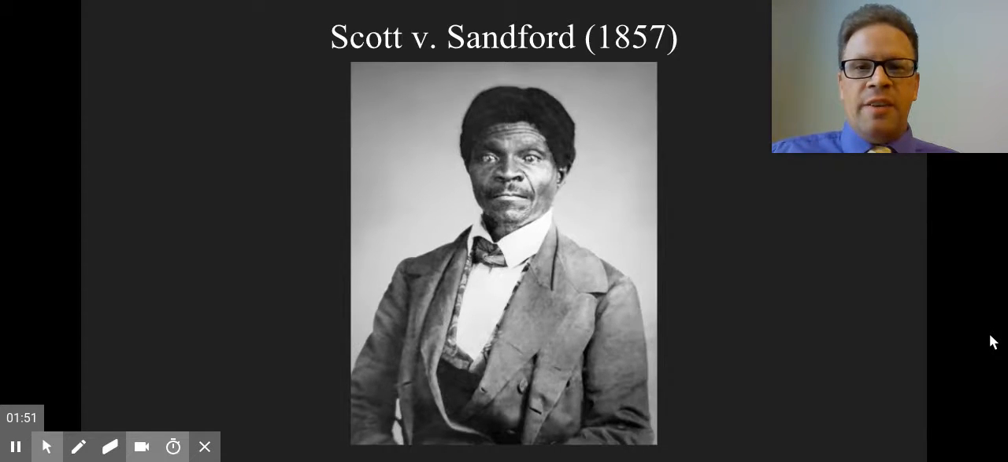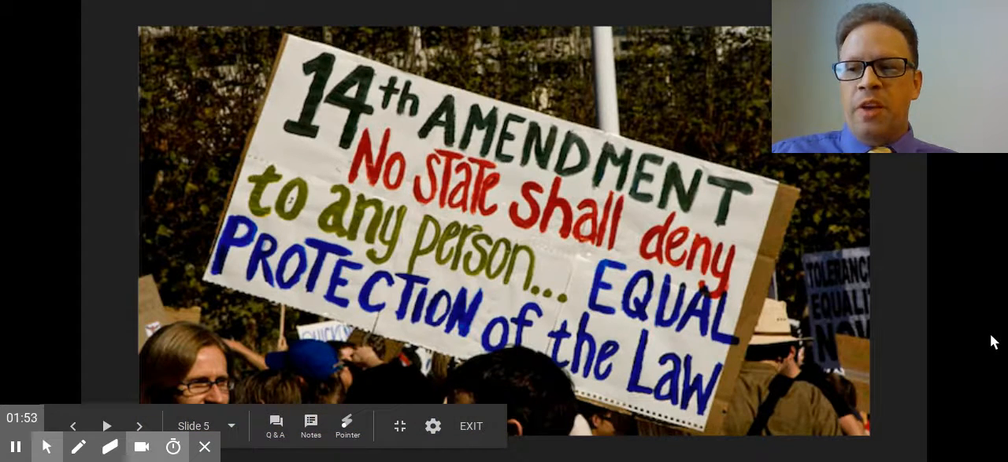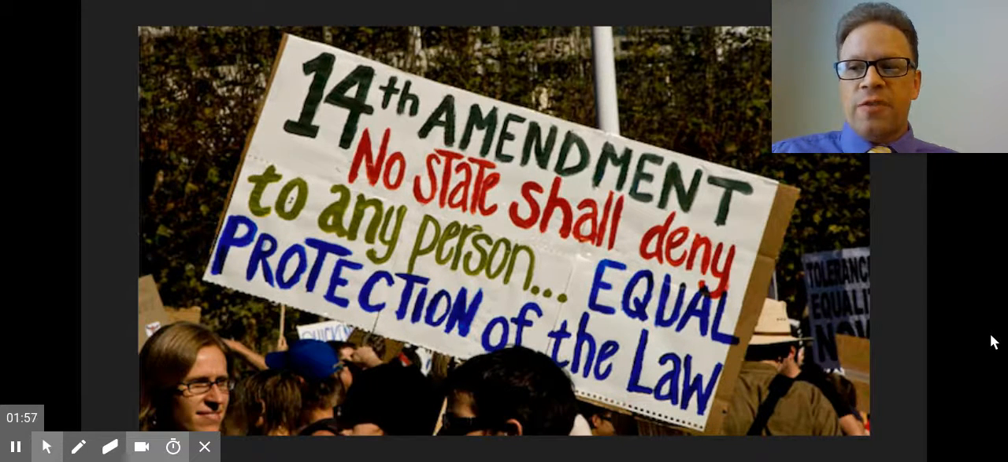Which led to the 14th Amendment, overturning the Scott versus Sandford case, which stated that all people born in this country are citizens with full rights and are guaranteed equal protection of the laws, which is the Equal Protection Clause of that amendment.